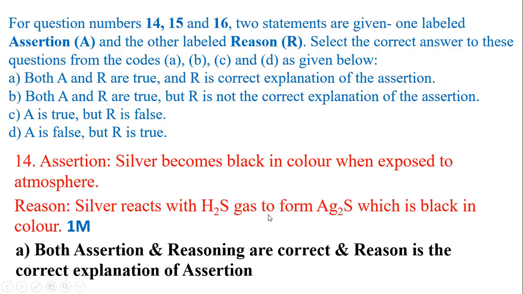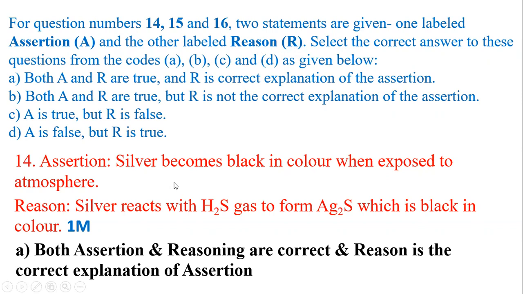Go to the next question. Here you should concentrate more on this type of questions. Questions number 14, 15, 16 will be assertion and reasoning questions. How should these questions be answered? There will be two statements. One is an assertion, which is marked as A. Another one is a reasoning, which is marked as R.